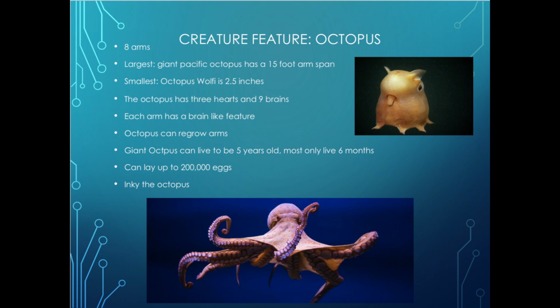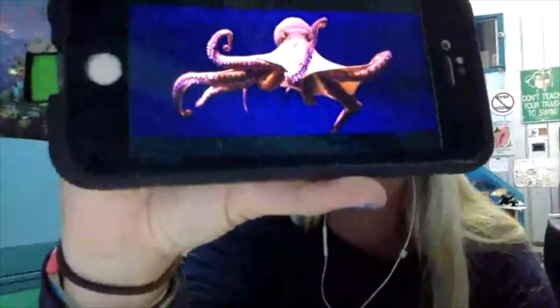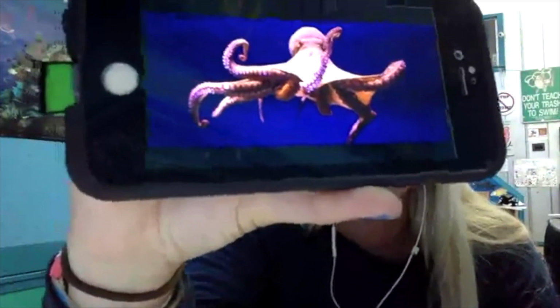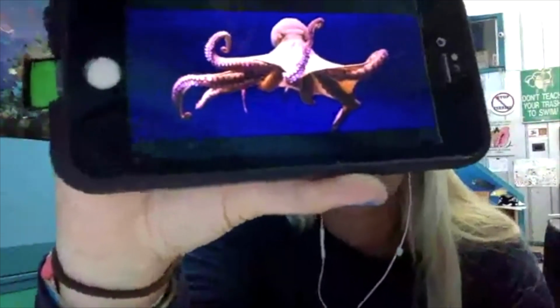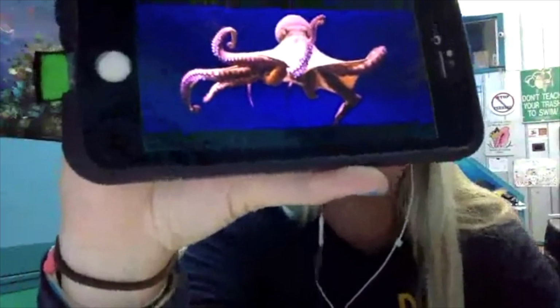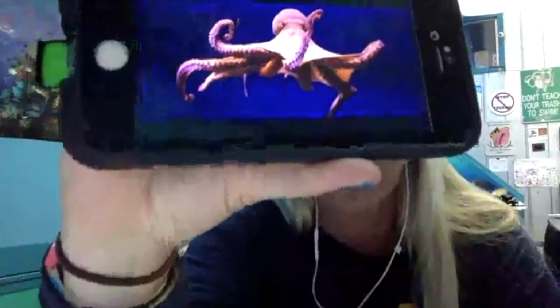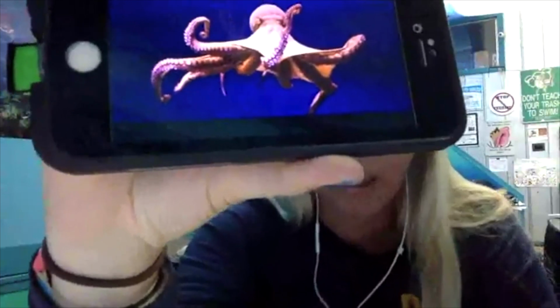Octopus can regrow arms if they lose one, kind of like a starfish, but they don't regrow them as a starfish would. The giant octopus can live to be 5 years old, but most only live to about 6 months old. So they don't really have a long lifespan. They can lay 200,000 eggs at a time.